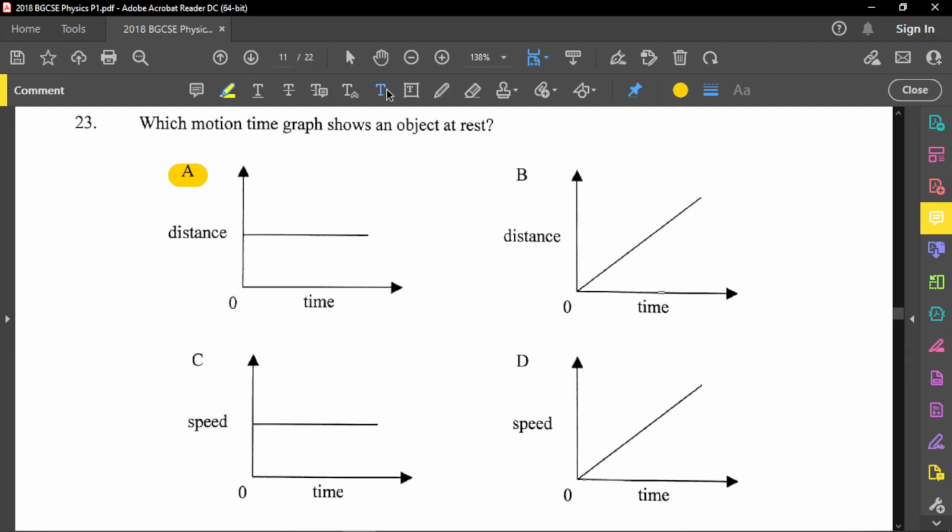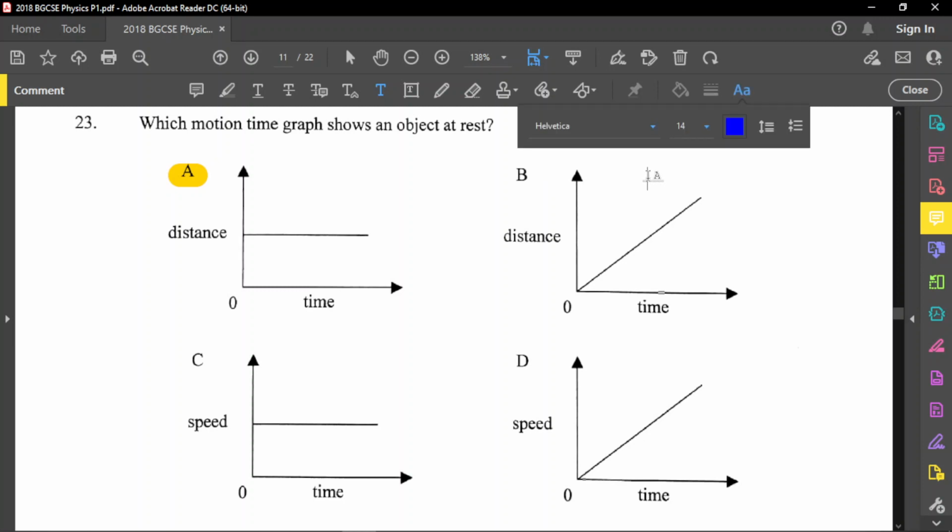So what are the other graphs? For graph B, distance increases with time, and notice that it is directly proportional. If distance is directly proportional to time, then that means a constant speed. So there's a constant speed right here. Also, this one is a constant speed as well, because the speed is the same regardless of time.